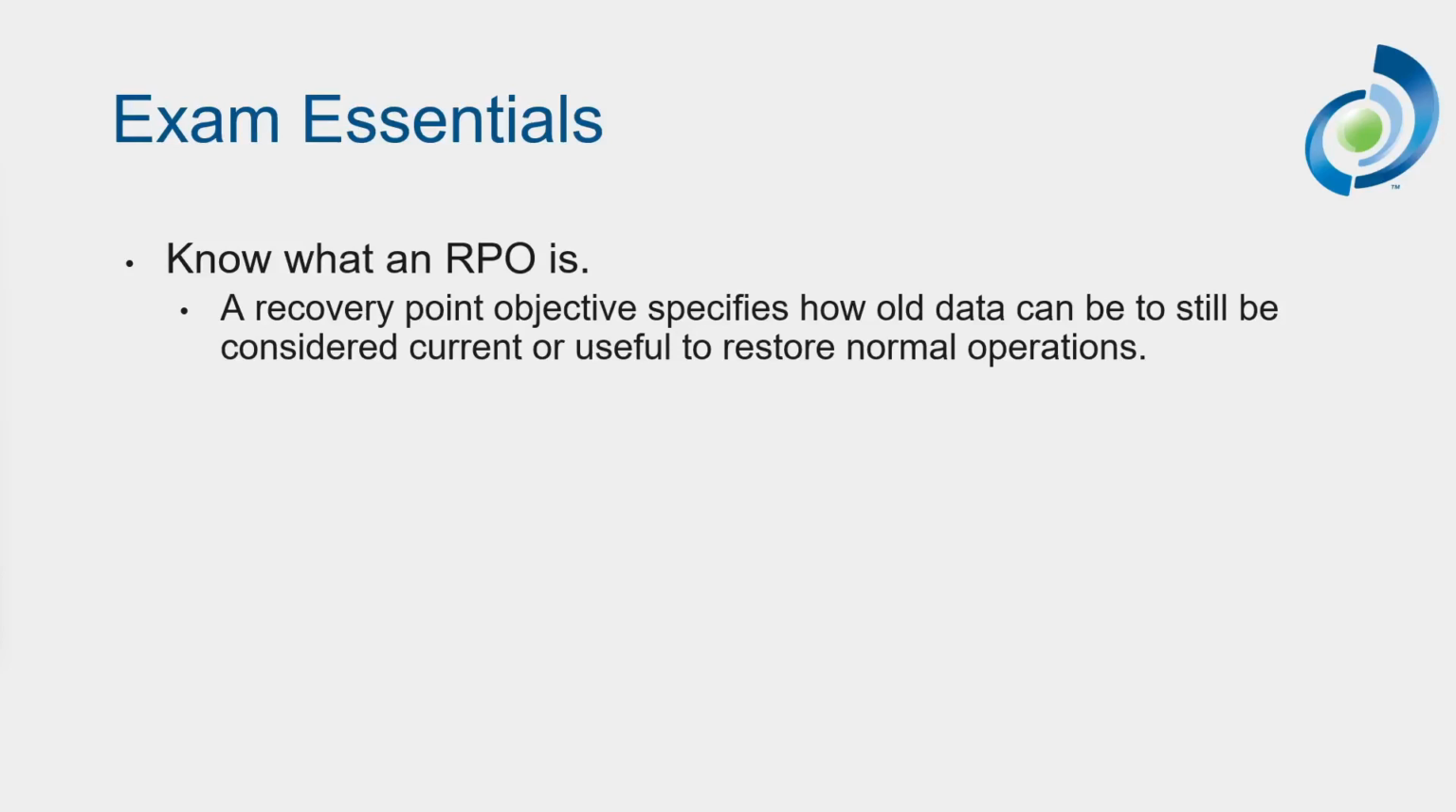Next, know what an RPO is. A recovery point objective specifies how old data can be and still be considered current or useful to restore normal operations. So remember, we're talking about RPO or RTO, which I believe is the next one. We're talking about conversations with the business to determine what that objective is. So these are agreements that are made. And in the case of an RPO, it's an agreement that says this is how old data can be, and it will still be considered okay.